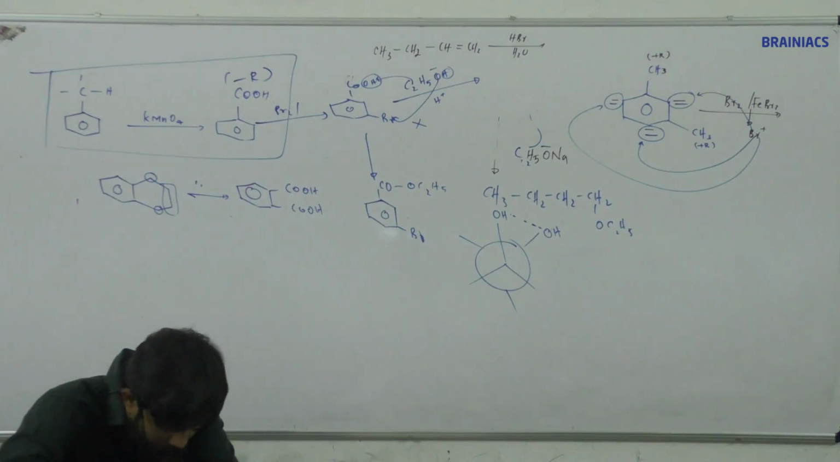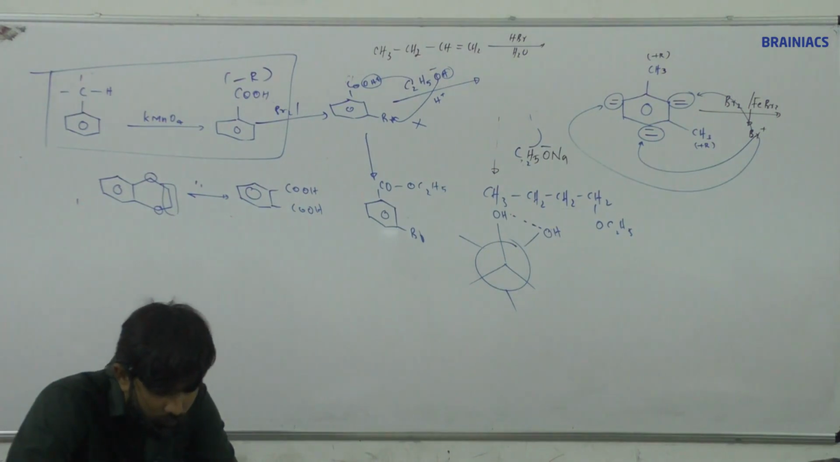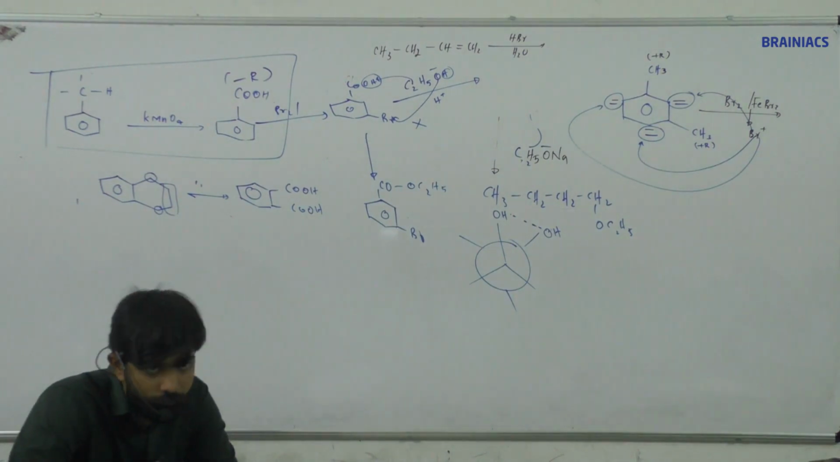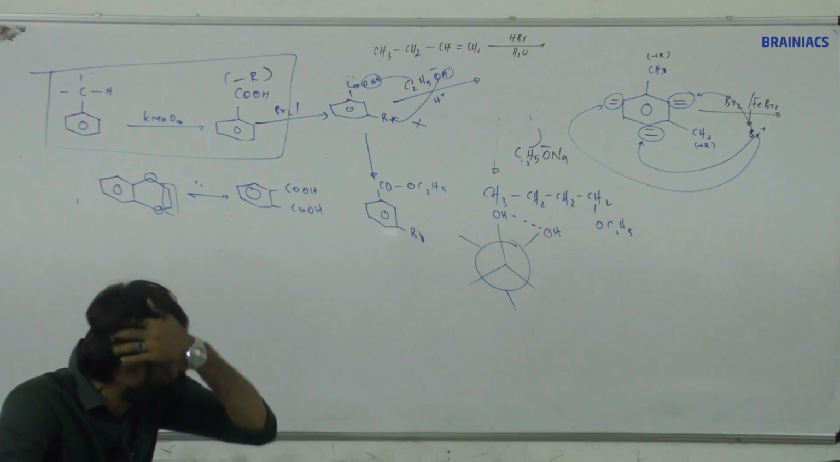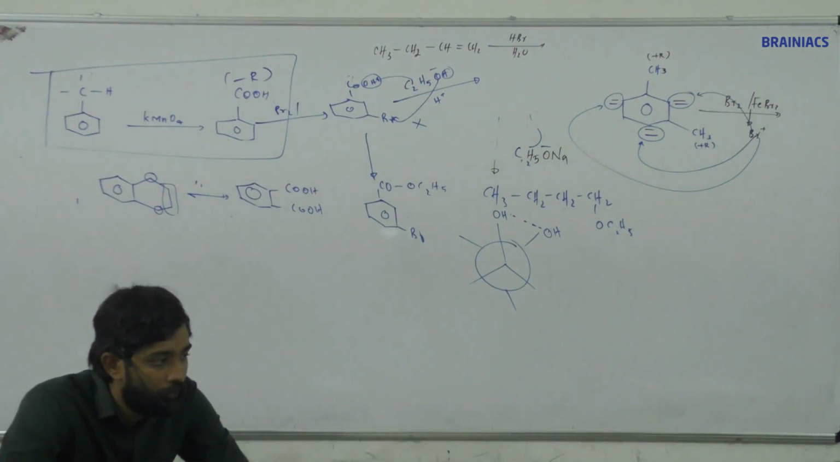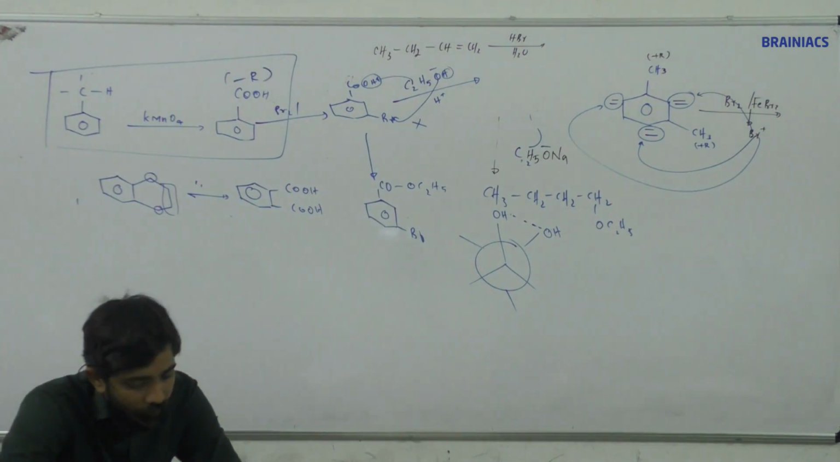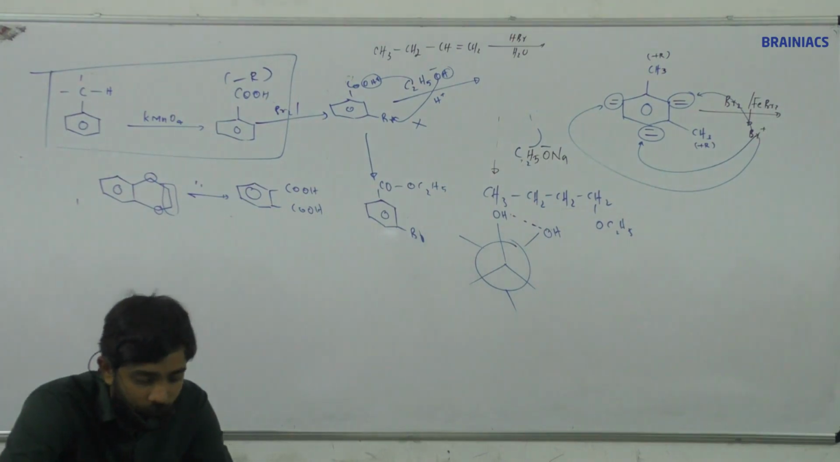Choice D. Which of the following will exhibit geometrical isomerism? 2-butene. Yes or no? Yes. Then benzene with CH3Cl plus anhydrous AlCl3 forms toluene. So that's Friedel-Crafts alkylation, right? Friedel-Crafts alkylation. So the choice is D, toluene. Next.